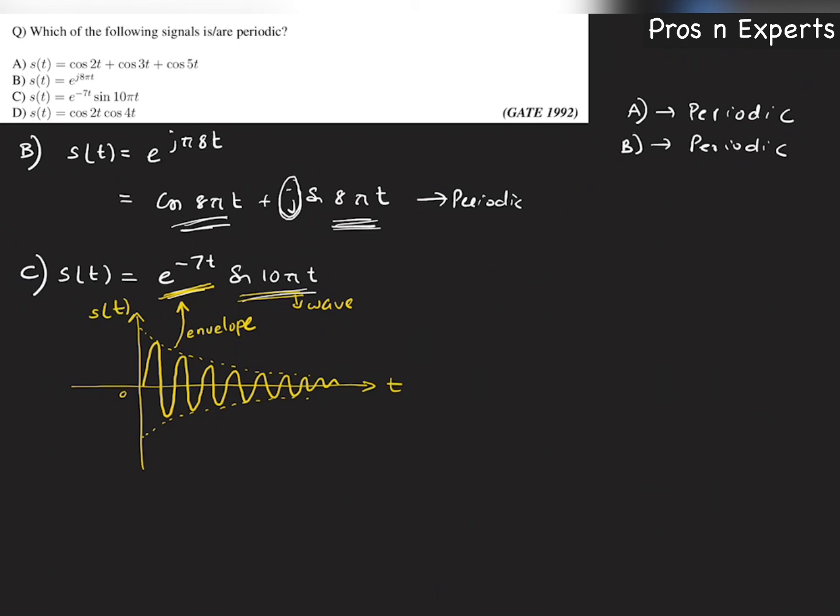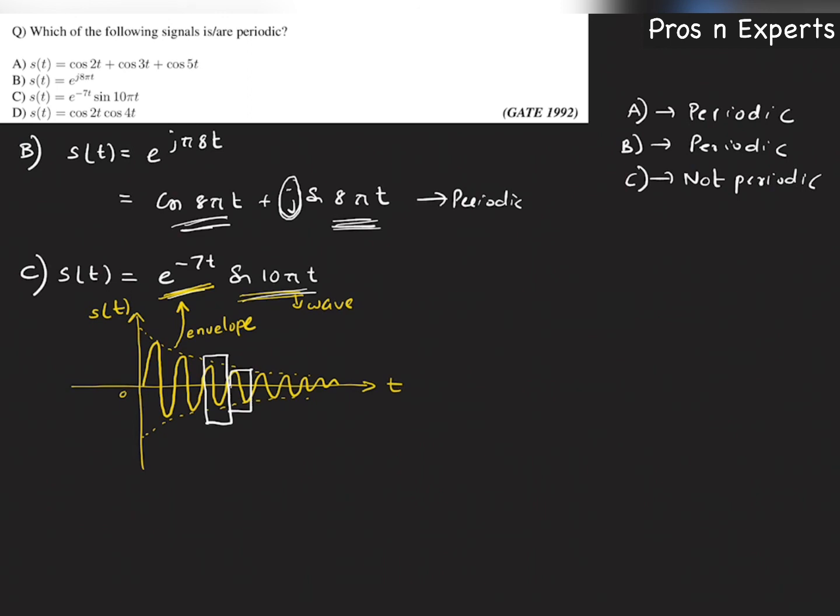So what about the periodicity of the signal? This is not periodic, right? This is not periodic because no portion of the signal repeats itself. You have to be very careful that if I consider this area, this is not repeating, right? Because the immediate next one is lower in amplitude. So no portion is repeating. So this is not periodic. So I can write option C is not periodic.